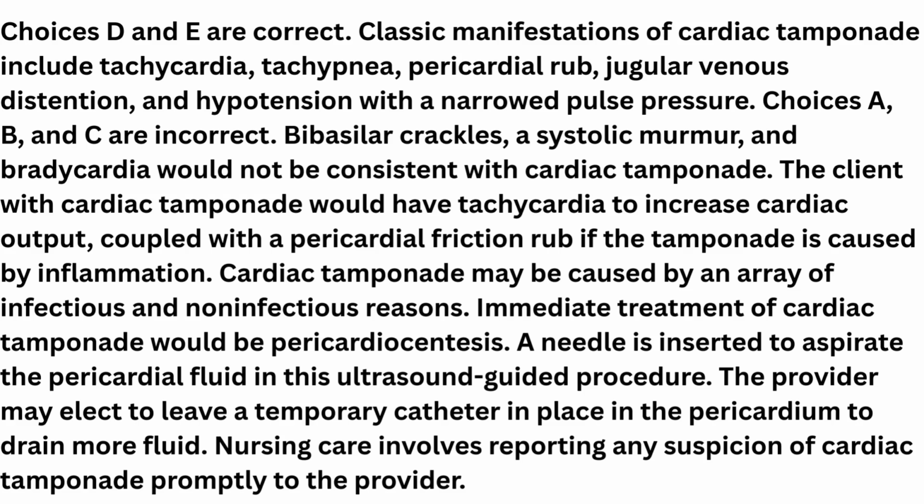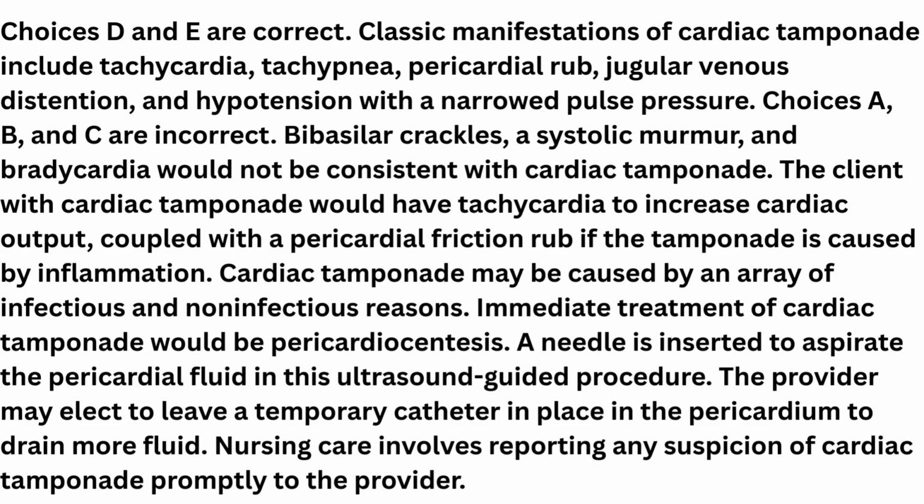Classic manifestations of cardiac tamponade include tachycardia, tachypnea, pericardial rub, jugular venous distension, and hypotension with a narrowed pulse pressure. Choices A, B, and C are incorrect. Bibasilar crackles, a systolic murmur, and bradycardia would not be consistent with cardiac tamponade. The client with cardiac tamponade would have tachycardia to increase cardiac output, coupled with a pericardial friction rub if the tamponade is caused by inflammation.